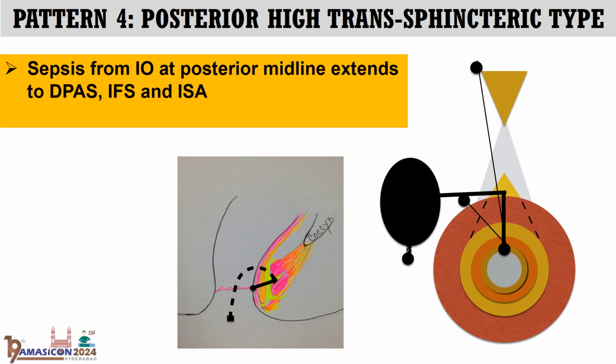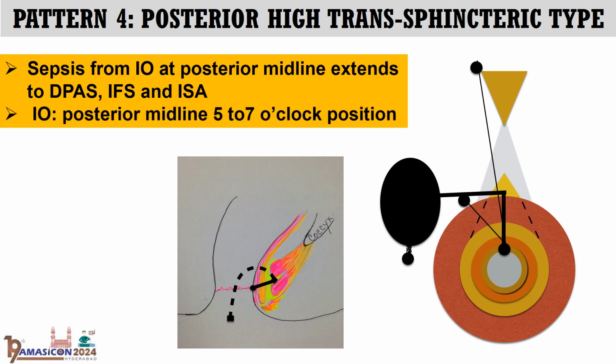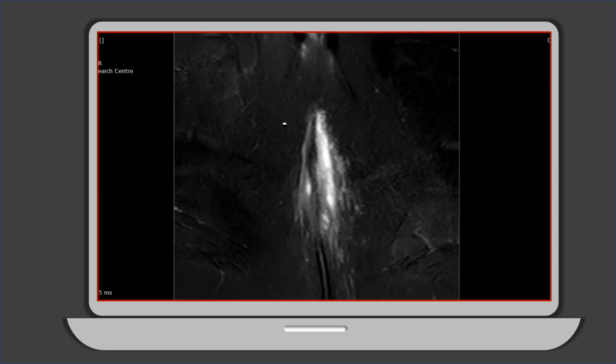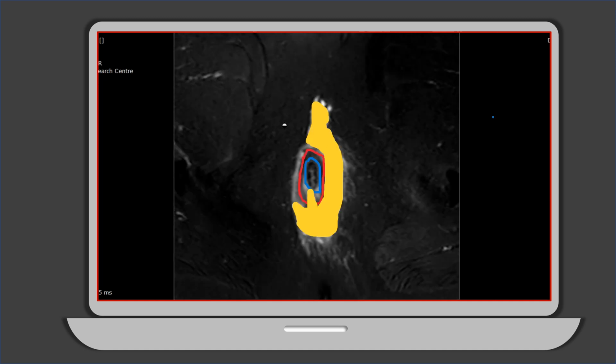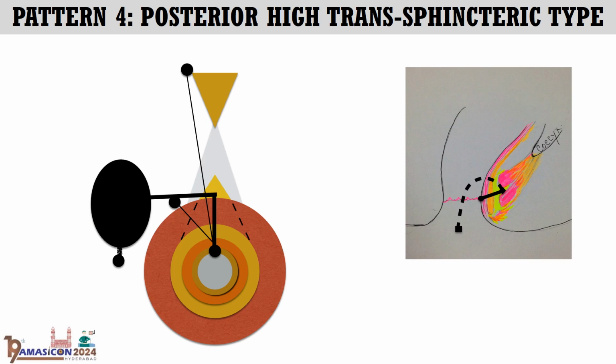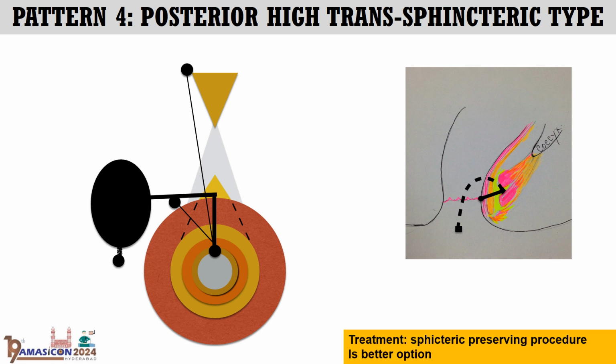So sepsis starts from the internal opening at the posterior midline, from 5 o'clock to 7 o'clock, most commonly at 6 o'clock. It involves the deep postanal space, infralevator and ischioanal space. This is a patient having a posterior high transphincteric abscess which is extending even into the perineal space, internal opening at 6 o'clock. With this pattern, we need a sphincter preserving surgery.